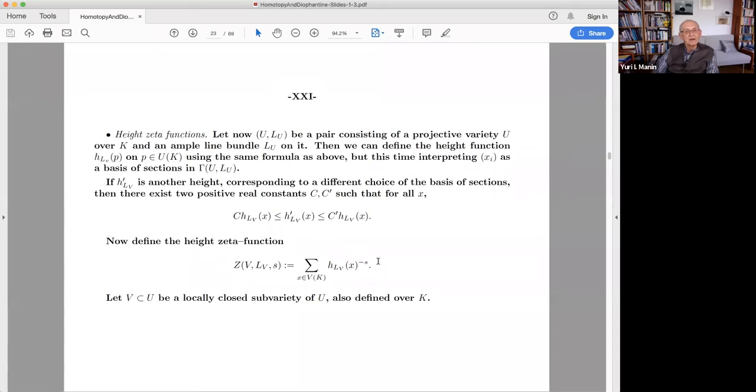Then define the height zeta function. So we take the sum over all rational solutions, but the larger the solution, the higher is the power. If we imagine s as a real number, a positive real number, then the larger the solution, the smaller becomes its contribution to the zeta function. And it is very important, if you imagine s as a complex number, then the same refers to the real part of s.